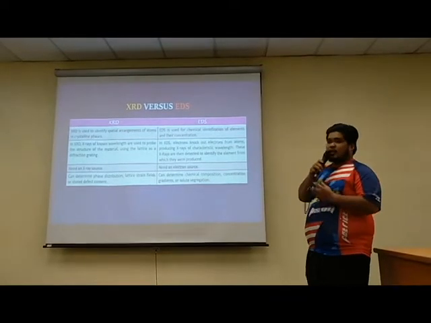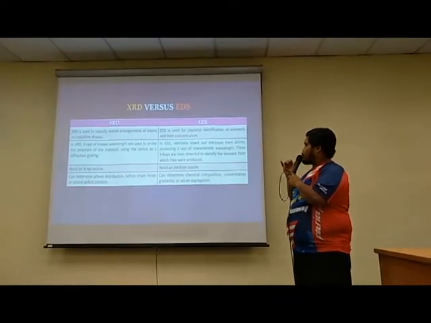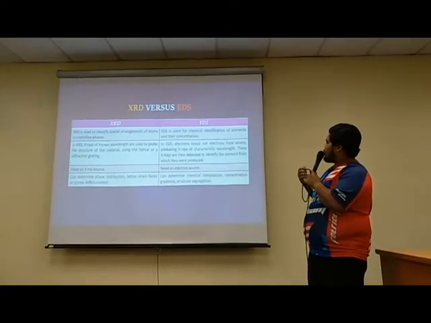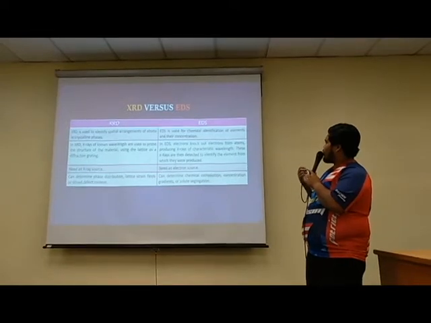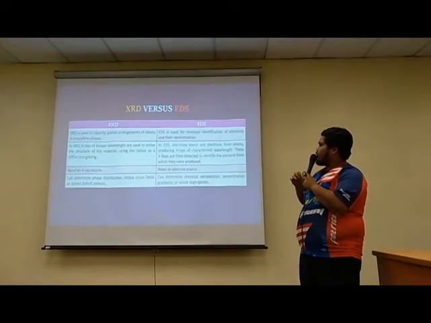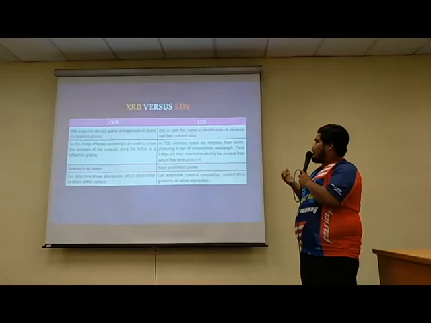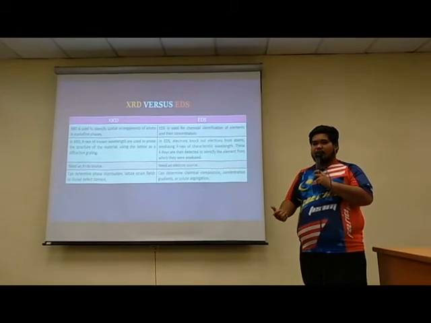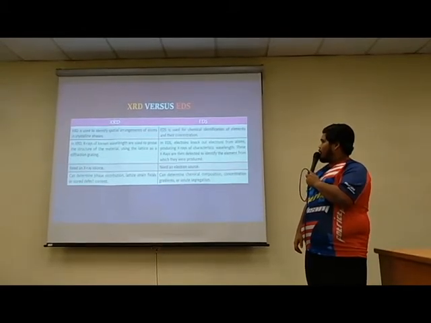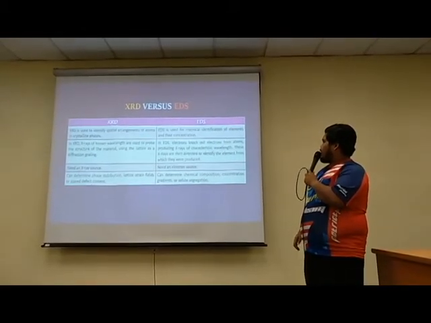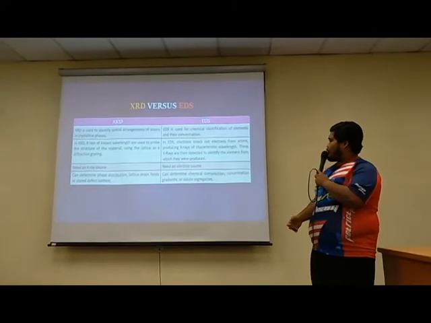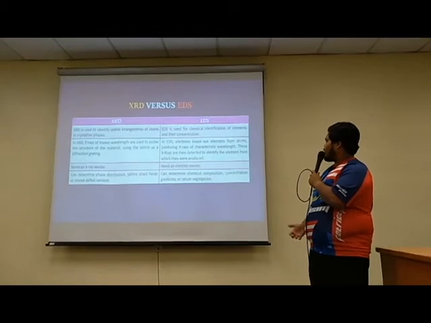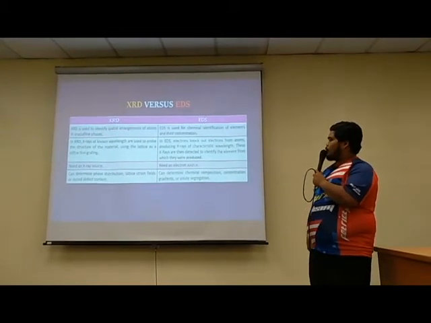XRD is used to identify the spatial arrangement of atoms in the crystalline phases. Then EDS is used for the chemical identification of elements and also their concentration. In XRD, X-rays of known wavelength are used to probe the structure of the material, using the lattice as a diffraction grating. Then in EDS, electrons knock out electrons from atoms, producing X-rays of characteristic energy. These X-rays are then detected to identify the element from which they were produced.